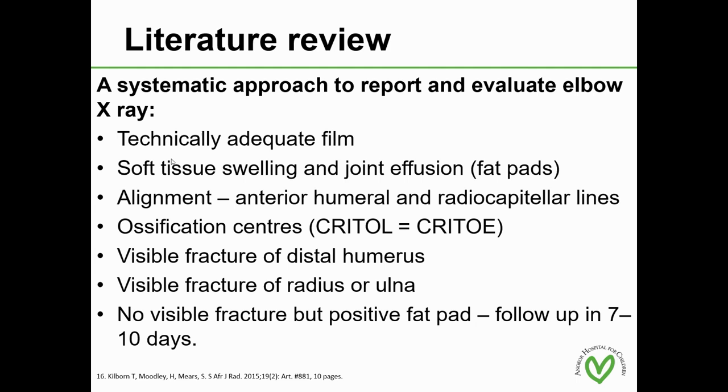To make it easier and reduce the challenge of reading elbow fractures, we use an approach like this. First, we check for a technically adequate beam. We look for soft tissue swelling and joint effusion, focusing on the fat pad sign. For alignment, we look at the anterior humeral line and capitellar line to identify dislocation.